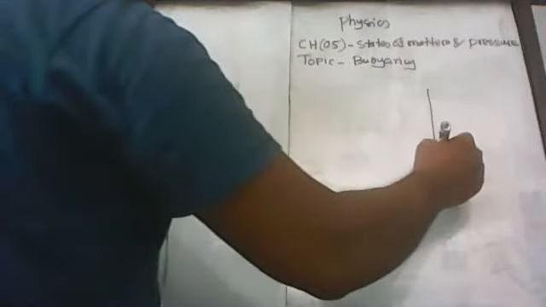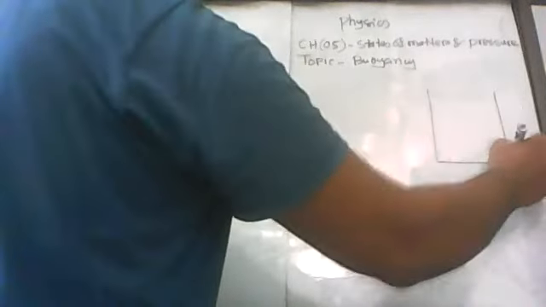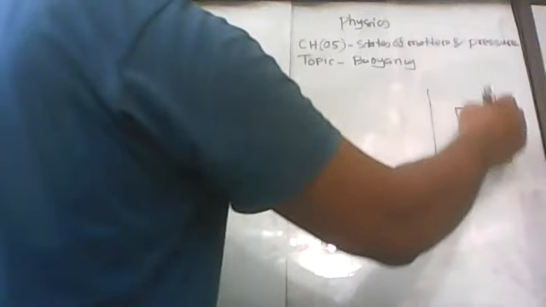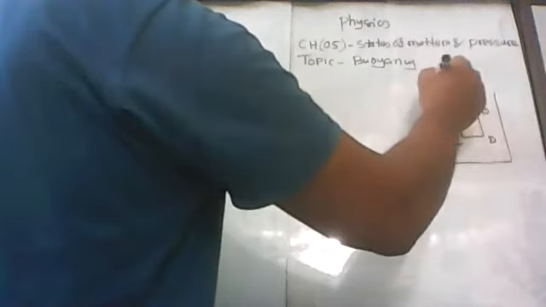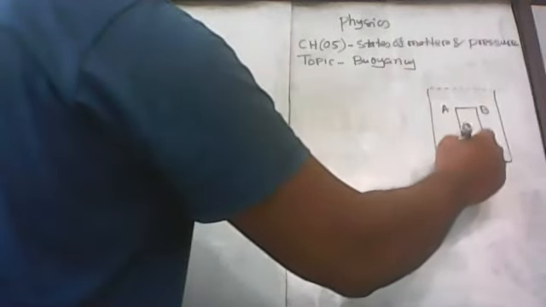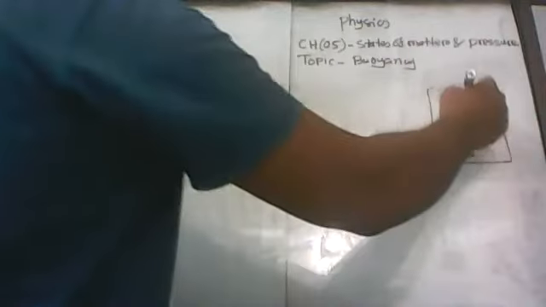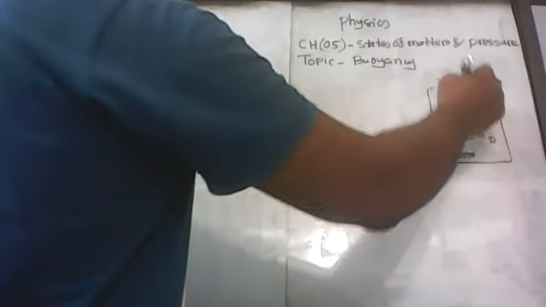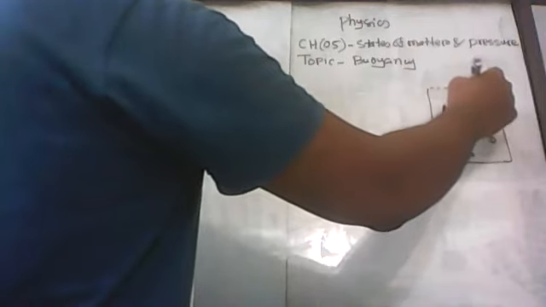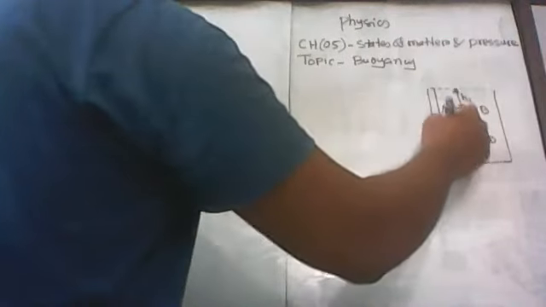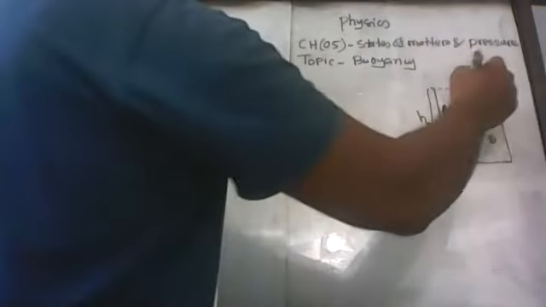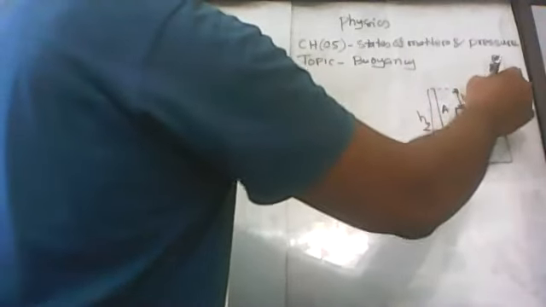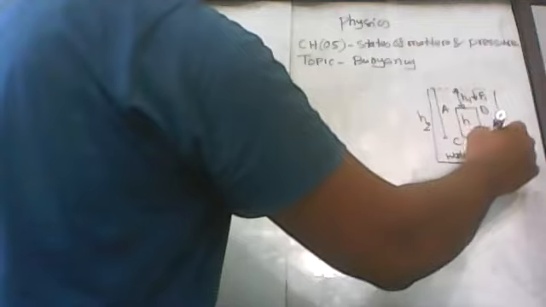Suppose this is a water container. This is a cylindrical shaped body, A, B, C, D, having water inside in this region. The height is h, the height above the surface is h1, and this one is h2. The downward force here is F1, and the upward force here is F2.